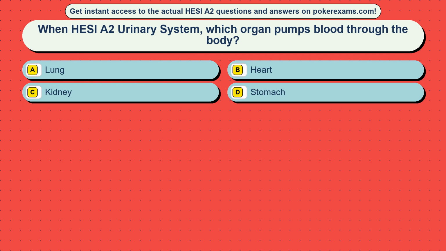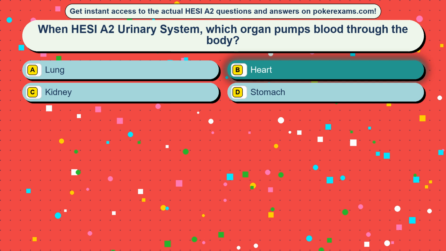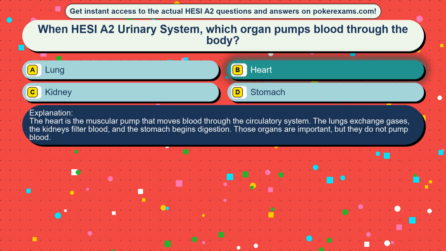Question 9. When HESI A2 urinary system, which organ pumps blood through the body? Option A lung, option B heart, option C kidney, option D stomach. The correct answer is option B, heart. The heart is the muscular pump that moves blood through the circulatory system. The lungs exchange gases, the kidneys filter blood, and the stomach begins digestion. Those organs are important, but they do not pump blood.